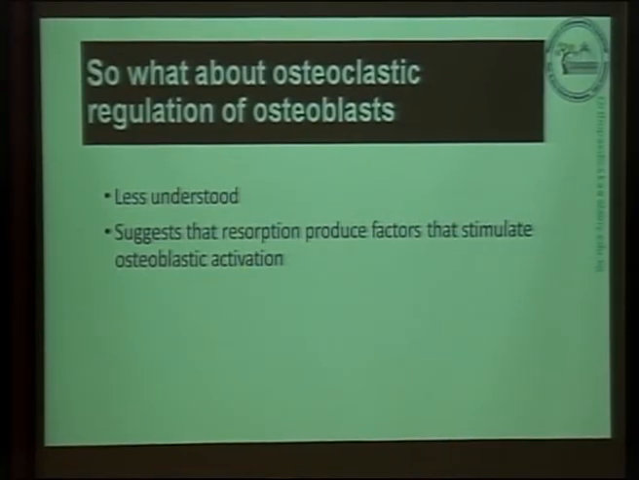So we always say that the osteoblast has the upper hand. But till now, the vice versa is less understood. Does the osteoclast produce a reverse material that blocks the osteoblastic activity? This is less understood. But of course, it happens, and we will read about it.